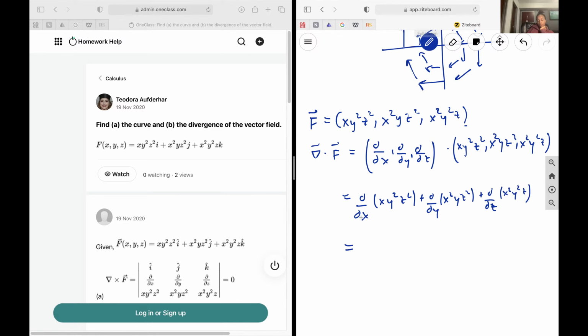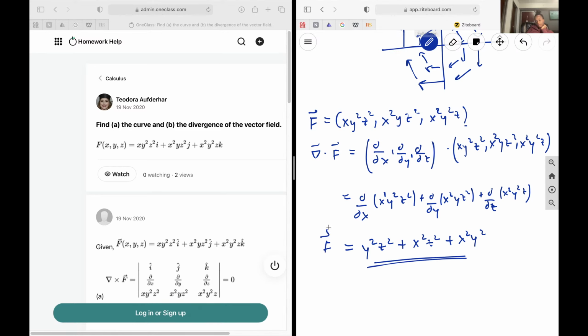Okay, so the derivative of this with respect to x, the x is to the power of 1, so it'll just cancel out as a 1 and form y squared z squared. The derivative of this with respect to y, the y is to the power of 1, so it'll just cancel out as a 1 too, forming x squared z squared. And then the derivative of this last one with respect to z, the z is to the power of 1, so again it will just cancel and form x squared y squared.